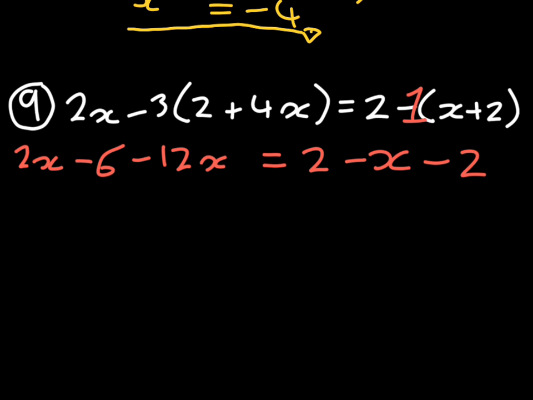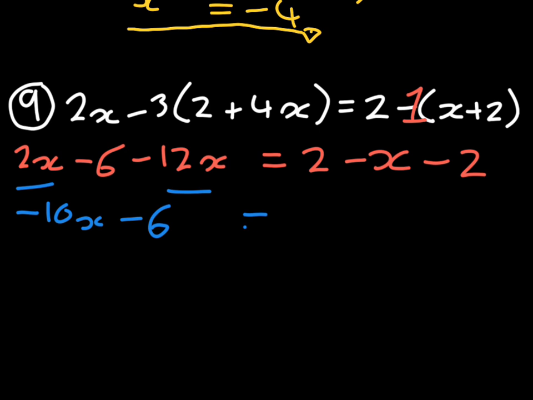Now we can simplify. If we have a look at our left hand side, we see that we have two terms which have the same variable. We see that we have a 2x and a minus 12x. So we can let these two terms interact. So since 2 minus 12 is minus 10, 2x minus 12x will give us minus 10x. And we keep the minus 6.